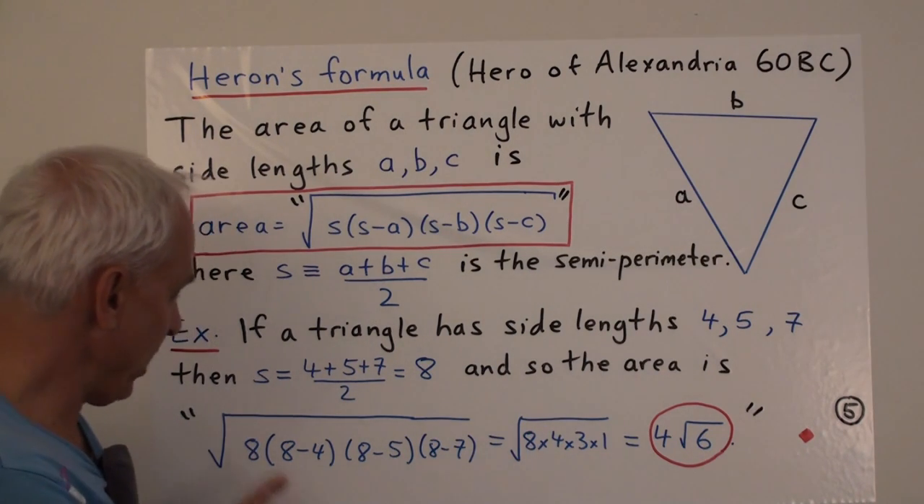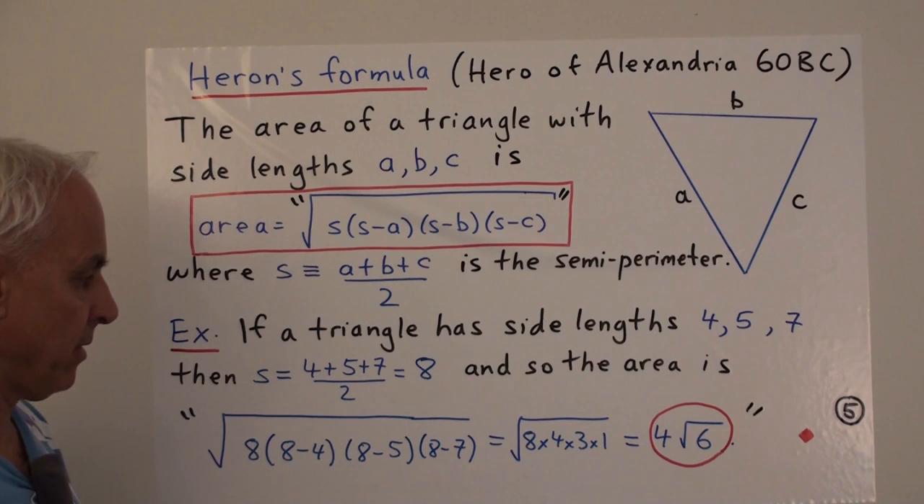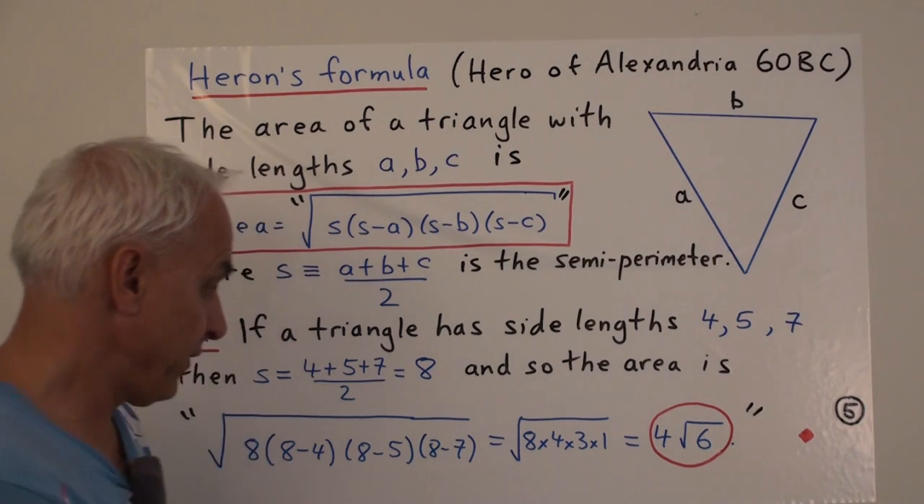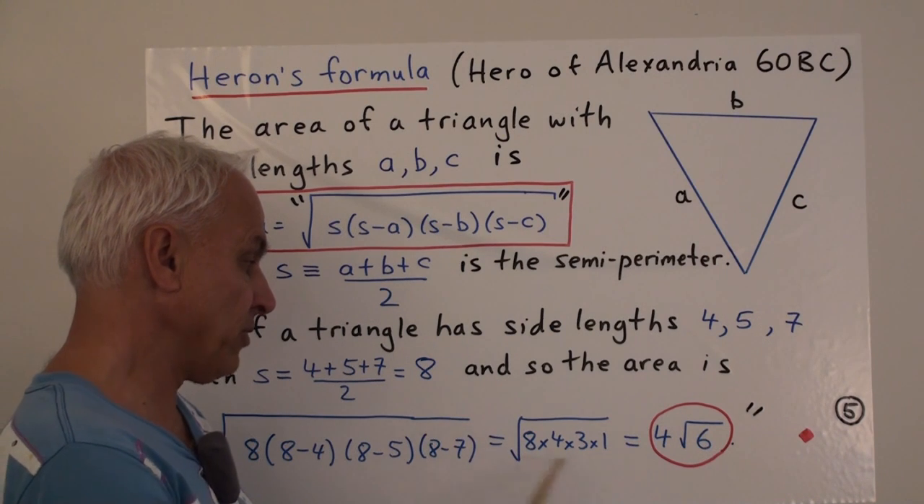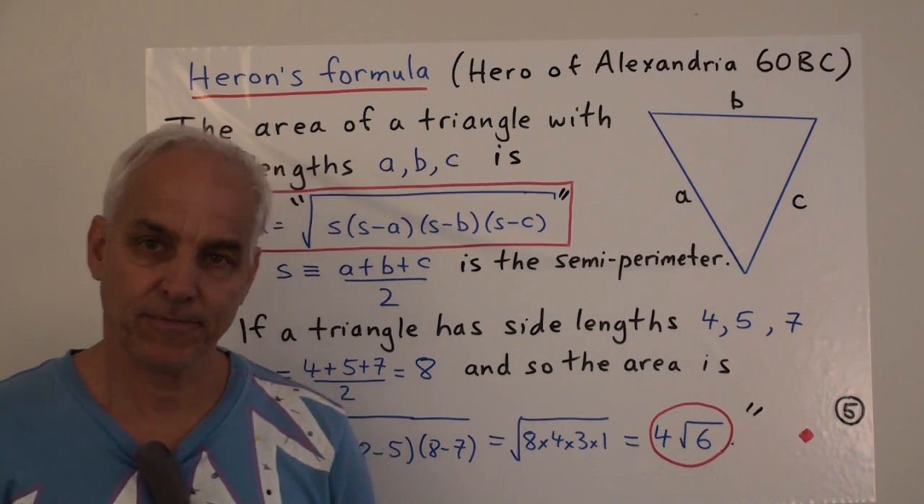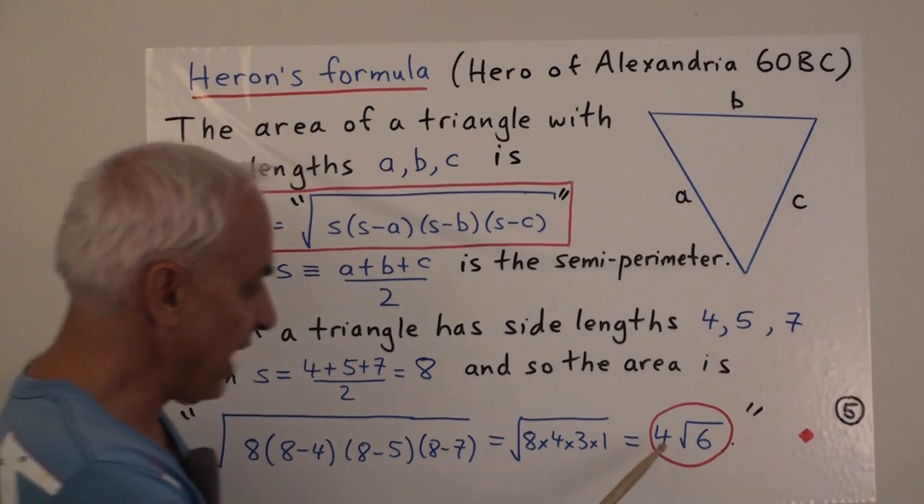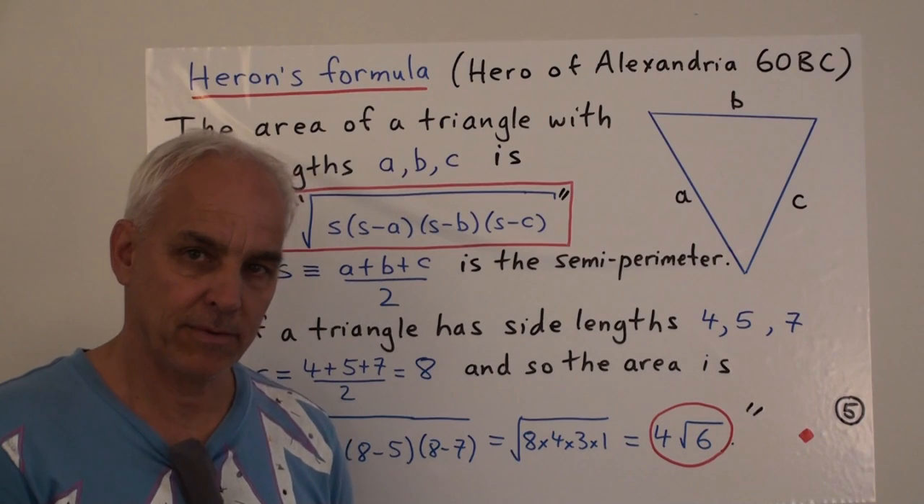So inside the square root we have an 8, we have a 4, we have a 3, and we have a 1. So for a total of, well, there's a 4 here and there's a 4 here. We could pull that outside the square root to give us 4, and what's left inside is 2 times 3, or square root of 6. Okay, so the answer would be the area of this triangle is 4 times the square root of 6.